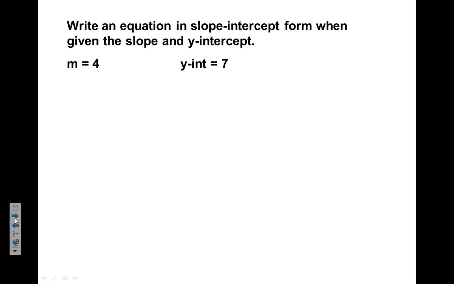Now we're going to write an equation in y equals mx plus b form. That's your slope-intercept form when given the slope and the y-intercept. Because slope-intercept is y equals mx plus b, all you have to do is substitute the m in and the y-intercept in for the b. So y equals, m is 4, so we replace that. The y-intercept, which is your b, is positive 7. I substitute that in, and I am already done the question.